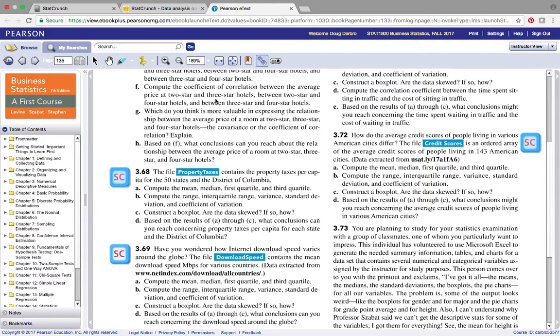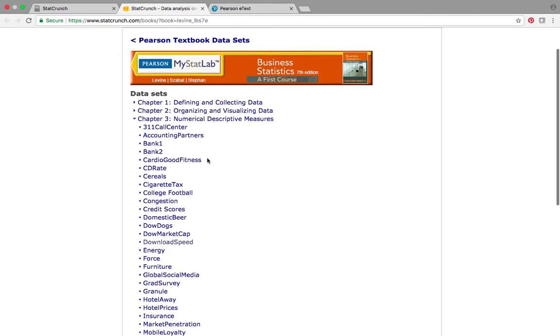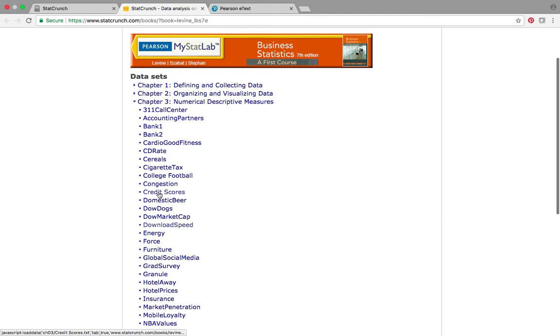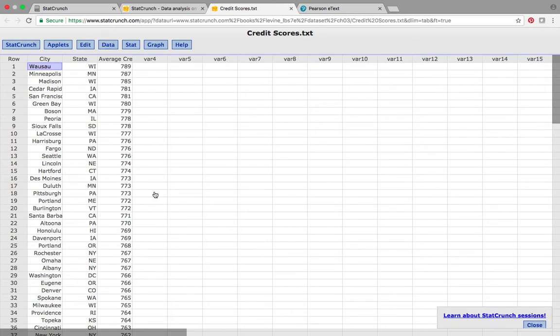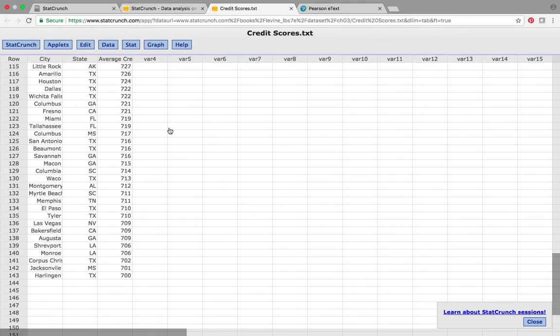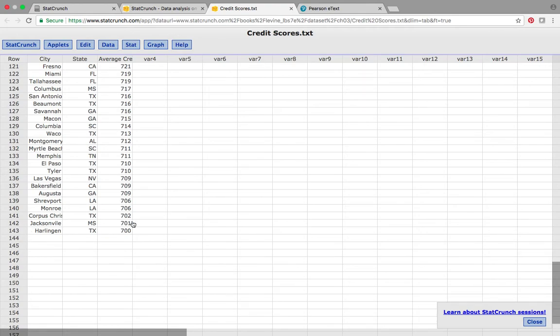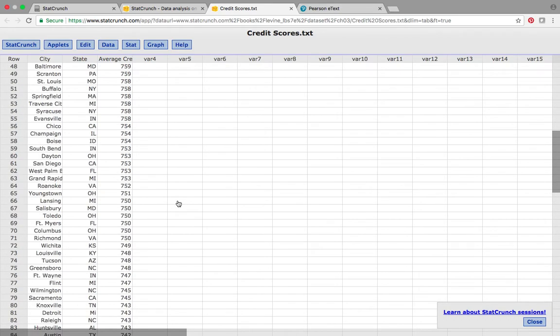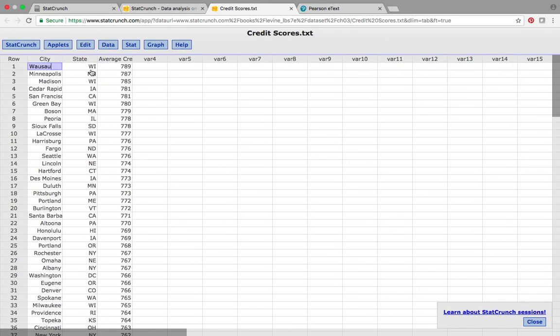So it's under credit scores, so I'm going to go back. I'm going to open up credit scores. And it's got city and state, and then it's got average credit scores. So it doesn't look so good for Texas, Mississippi, Texas, some of the southern states. And the highest credit scores, just at a glance, Wisconsin, Minnesota, Iowa, California. So make of that whatever you may.